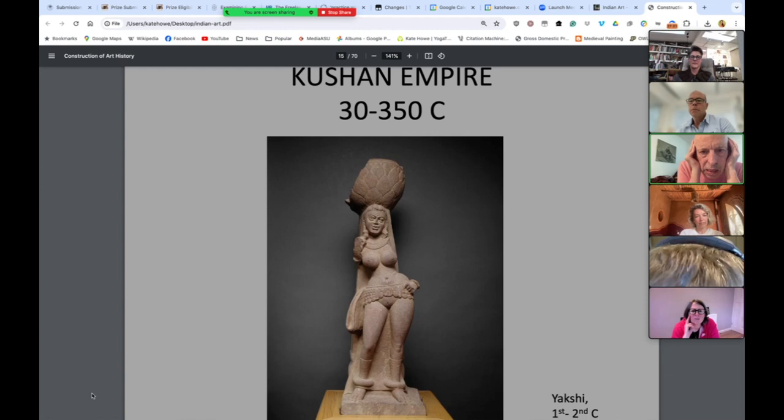The Kushan empire went from the 1st century AD to the 4th century. This is a Yakshi figure. Again, it's much more refined and simplified than the previous period. It emphasizes sensuality and a kind of meeting point between the bodily and the spiritual, and between fecundity and, I mean, it's both earth and air combined together.